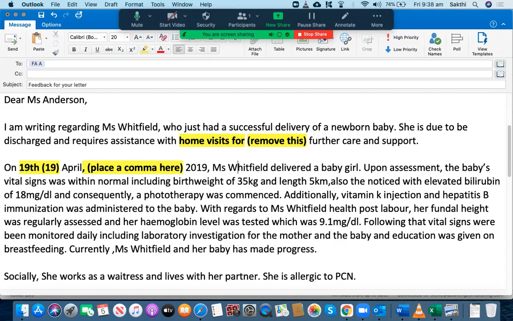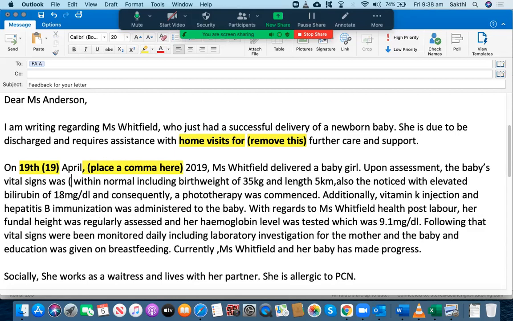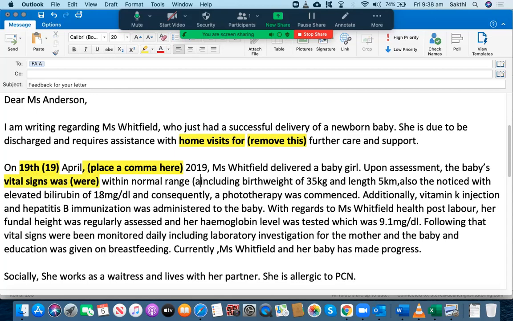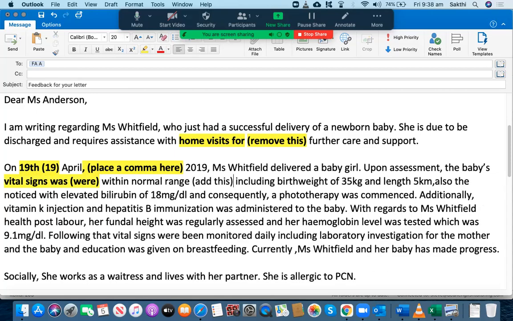Next one is "Miss Whitefield delivered a baby girl. Upon assessment, the baby's vital signs was within normal." It's not "was", but it is "were". Why? Because vital signs is a plural noun and it has to go only with the plural verb, that is "were". Within normal. It's not "within normal", but "within normal range". So you have to add this phrase. Okay, let's go to the next one.